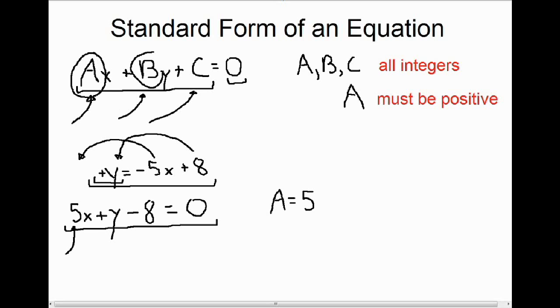Well, what's our number for b? That's our number in front of y, and as we can see here, there is no number in front of y. And when there's no number there, we assume it's a 1. It is plus y, so it's positive 1. And finally, our value for c is just our number value. And we do have to be careful and include the sign here, because it is a negative. So our value of c is negative 8.